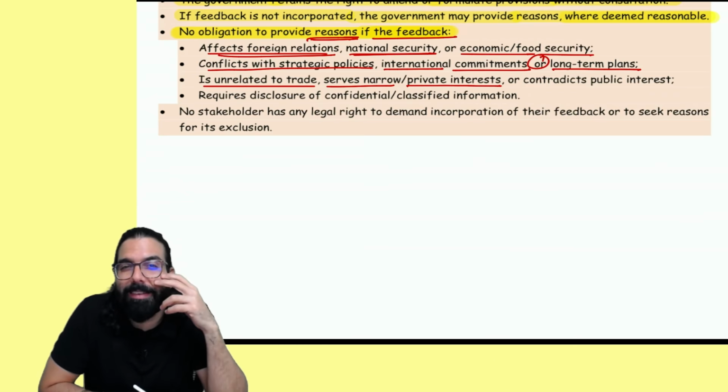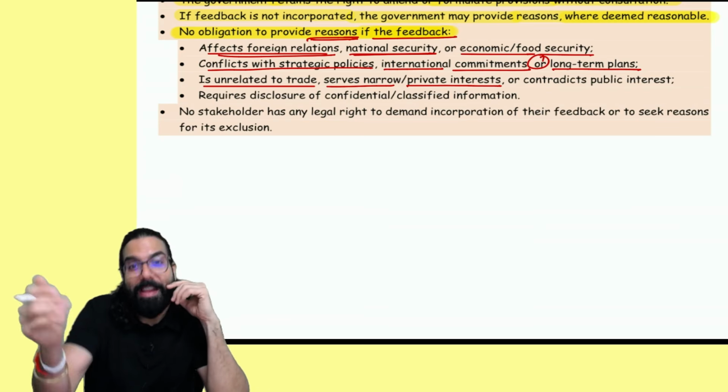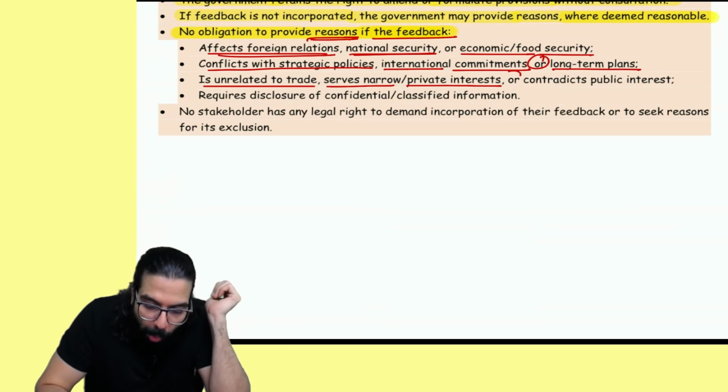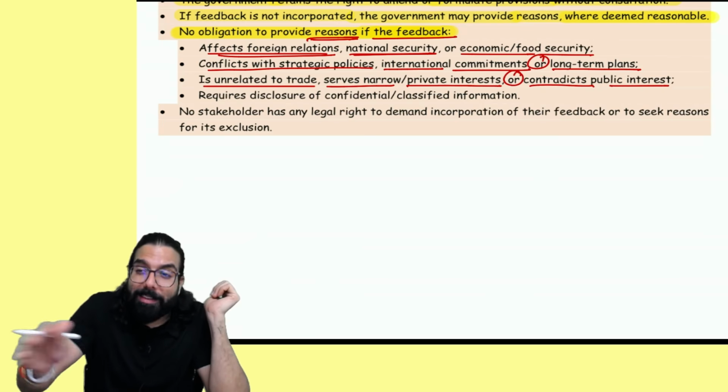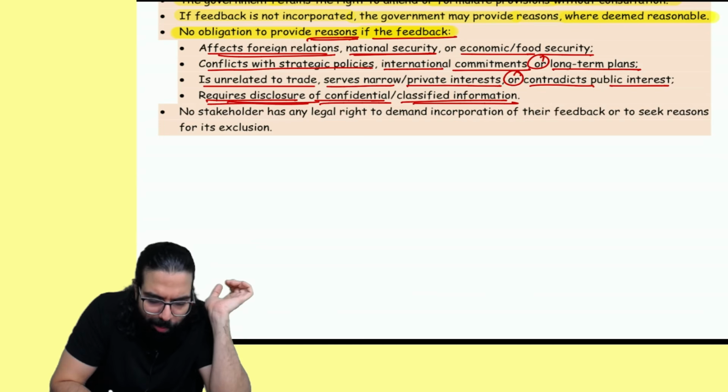One person is giving a suggestion, but that is actually helping him or his friends who are there. That is why he is giving that suggestion. Or it contradicts public interest. His suggestion is against public interest, or requires disclosure of confidential or classified information. It's telling what? Requires disclosure of confidential or classified information.